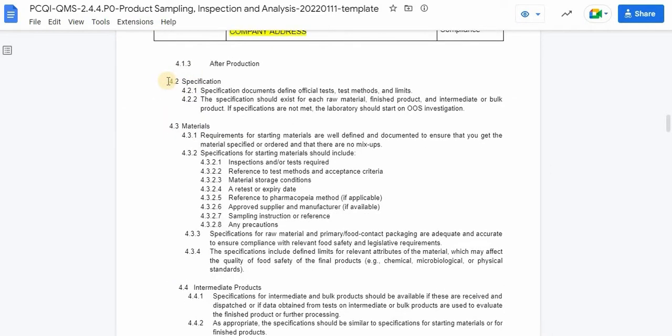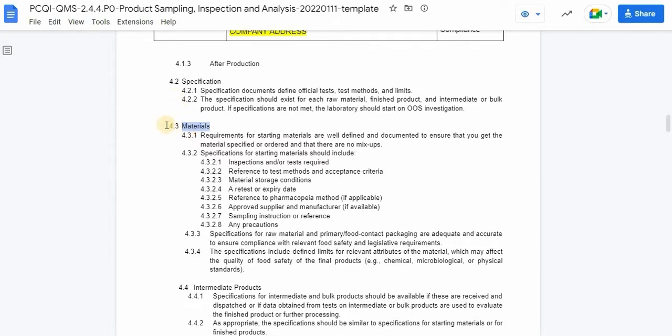Second is specification. Specification documents define official tests, test methods, and limits. The specification should exist for each raw material, finished product, and intermediate or bulk product. If specifications are not met, the laboratory should start an OOS investigation.